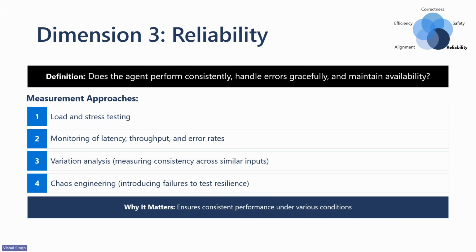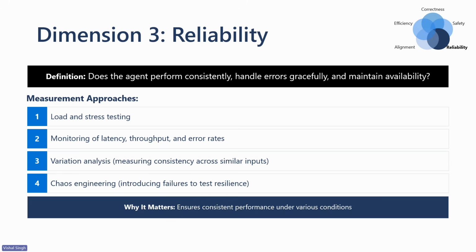Monitoring of latency, throughput, and error rates to keep a close track of whether your agent is erroring out, or if it has a high amount of latency, which could be a really bad indicator when it goes live into the production environment. Variation analysis, to check how much the data varies from the standard expected input, a delta analysis of sorts. And chaos engineering, to introduce failures to test the resilience of your agent, so that even if you try to nudge it to be inconsistent or unreliable, it keeps handling those situations in a way that allows it to be reliable in the longer term.